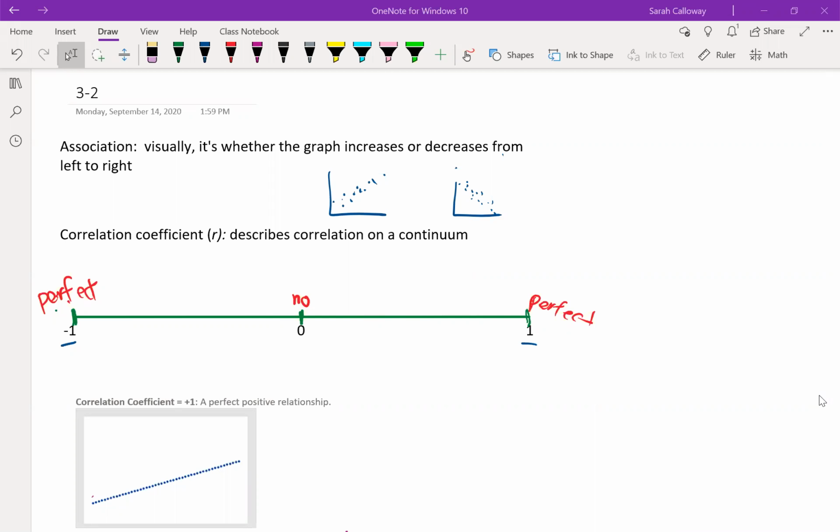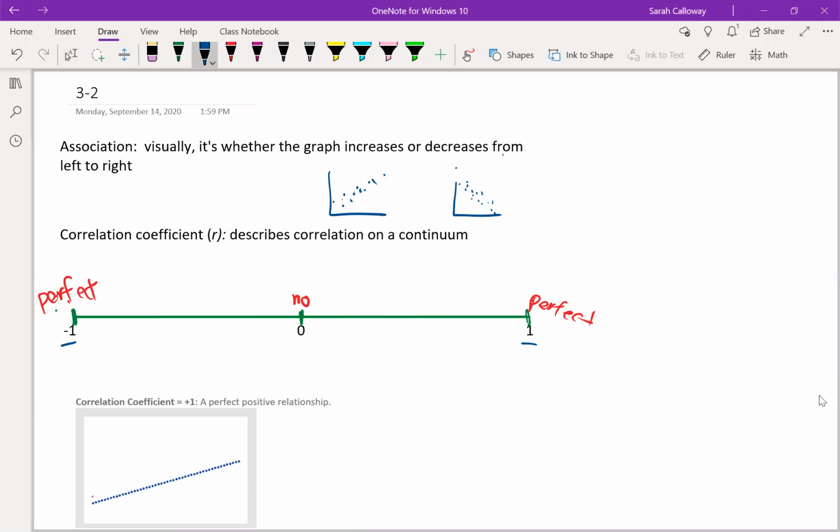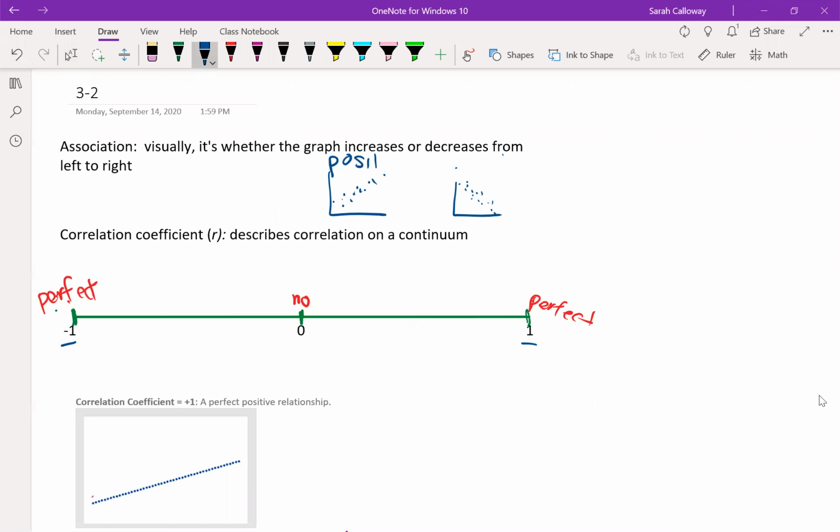They start with the idea of association, which is when you're looking at a graph and being able to identify essentially the slope of the scatter plot. So if it's increasing, that means it's going to have a positive association. If the points are decreasing, that's going to have a negative association. And again, think about association in terms of the slope of the graph.